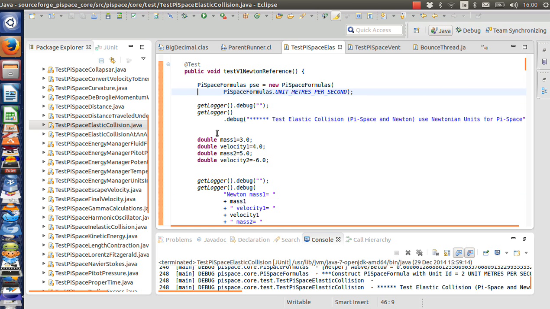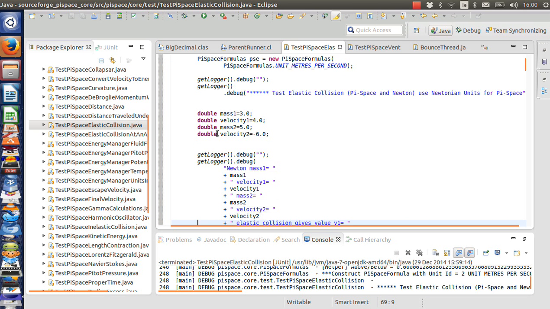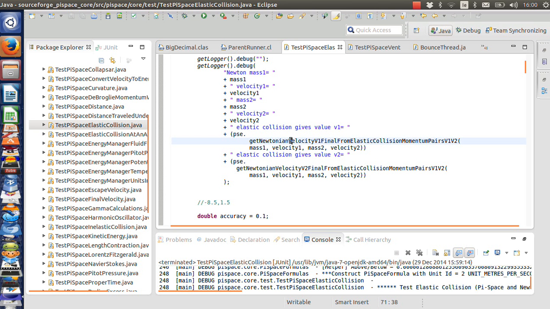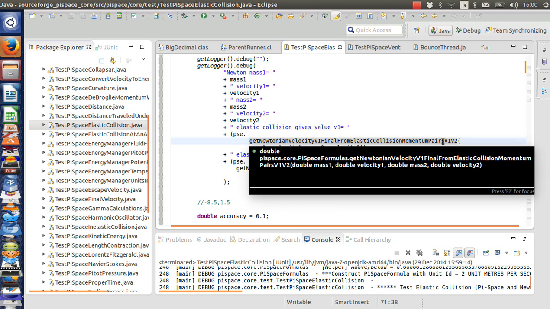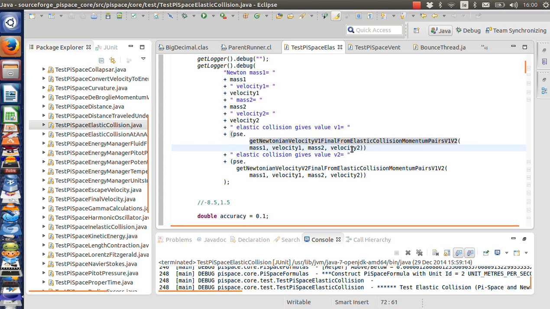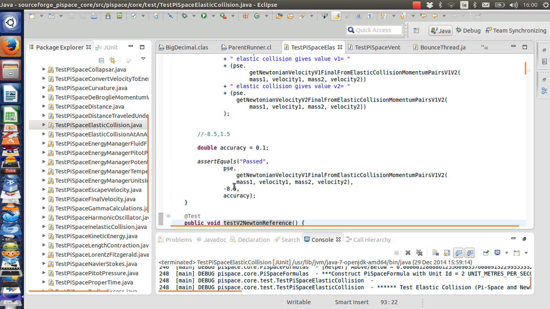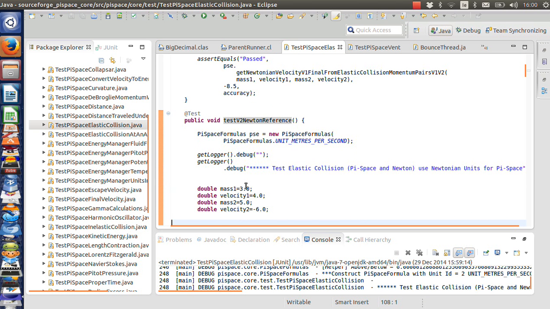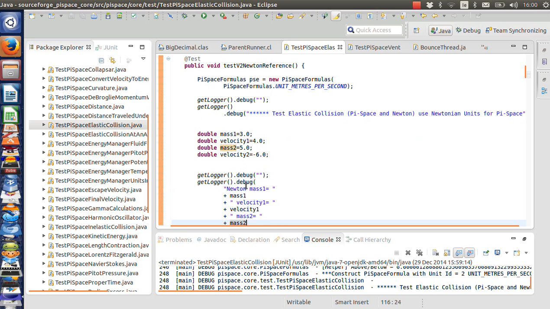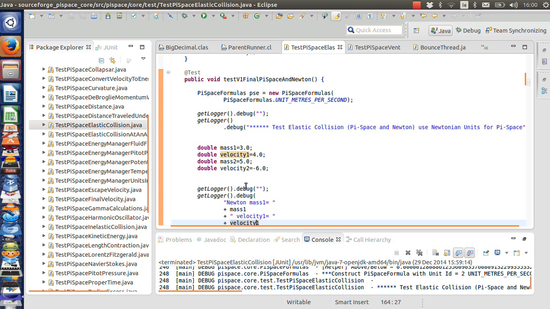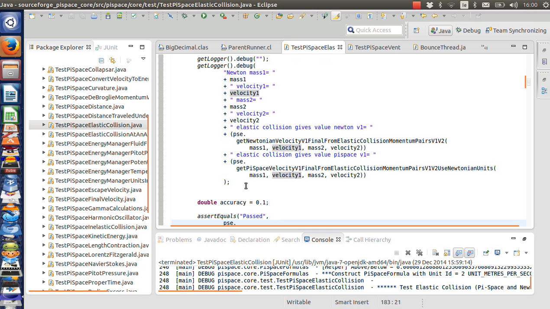I construct the class, I pass in the values here, and then I call the method, which is the Newtonian version of the method. I pass in pairs v1 and v2, mass 1, velocity 1, mass 2, velocity 2, and I check the predicted result, which is minus 8.5, against the Newtonian one, and I get 8.5. This is the classic formula that you'd get on the internet if you searched on most major physics websites. And then I test v2, and then I also test the pi space one. So I use the pi space one here, and they match.